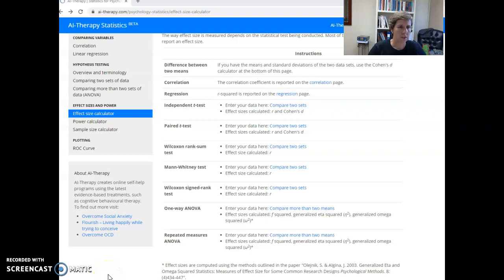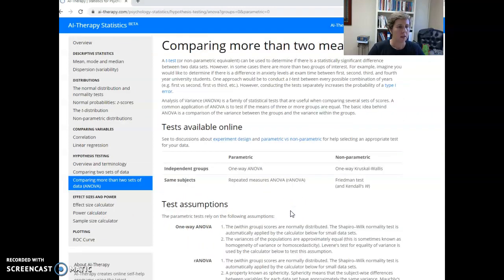Okay, so for the effect size calculator, Andy gives you an example. He shows you how to do it. You can find all of those values in the table, but to make your life a little bit easier, this is just a website that I found regarding effect size calculators. And so we're going to use a one-way ANOVA, and I'm going to compare more than two means.